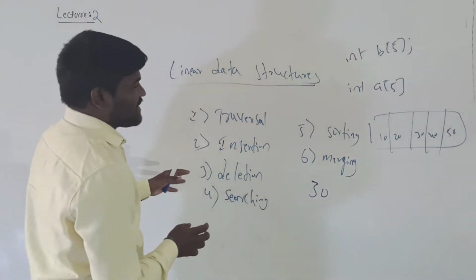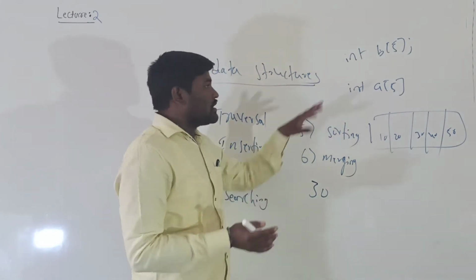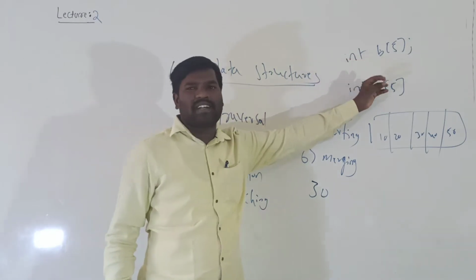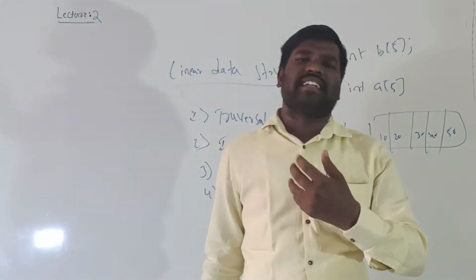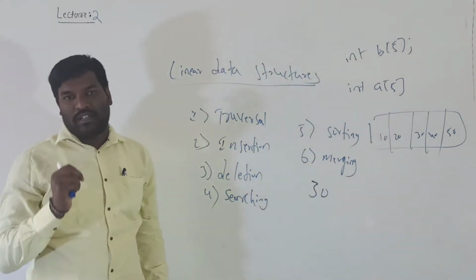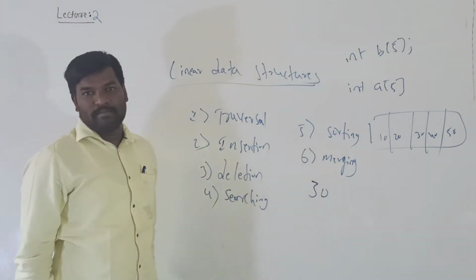Combining the data structure elements. Here int a of 5 is one type of data structure. Here int b of 5 again is one type of data structure. These are the data elements present in the data structure. We can combine these two and form a new one, that is nothing but the merging.